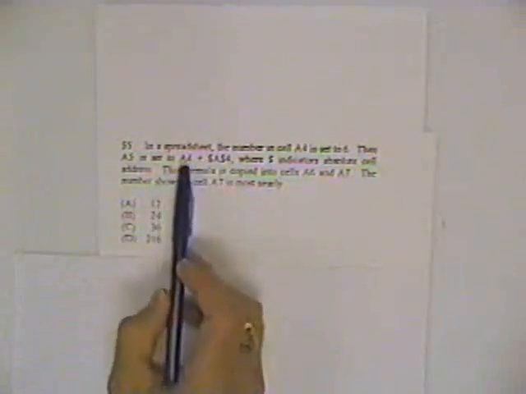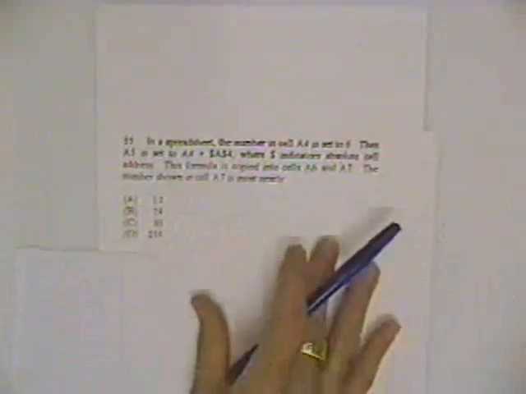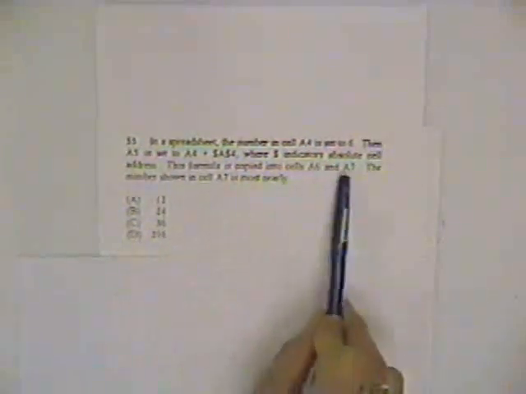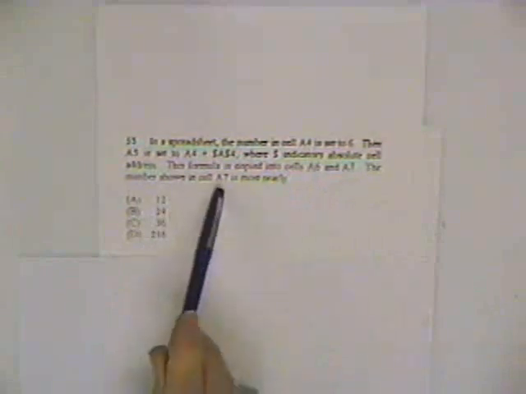In that cell, both of those will refer to the same cell. They'll both refer to whatever value is in A4, which was set to 6. The problem then specifies that that formula is copied into other cells, A6 and A7, and then asks you what the number shown in A7 should be, most nearly. Again, when you're dealing with spreadsheet problems, the easiest thing to do is to write them out, pretend you're the computer, and do the calculations just like you expect the computer to be doing them.